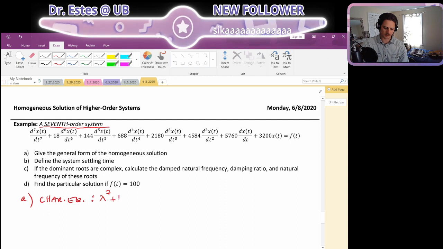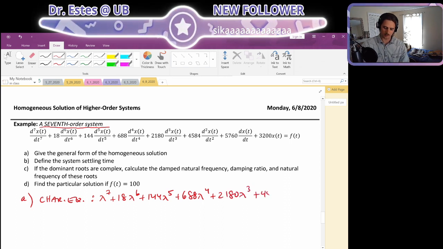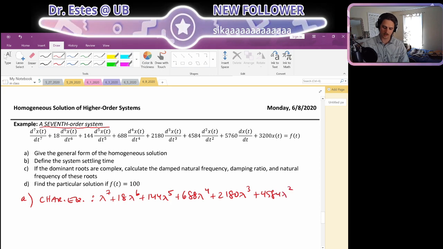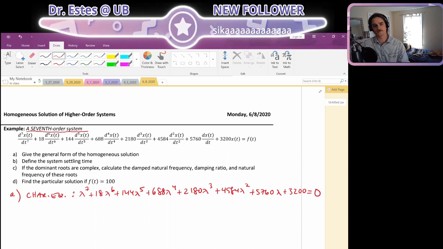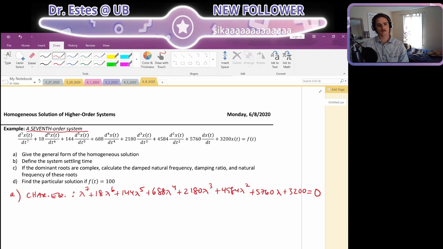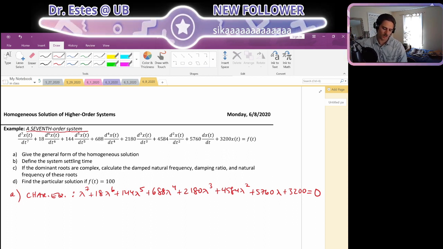Lambda to the 7th, plus 18 lambda to the 6th, plus 144 lambda to the 5th, plus 688 lambda to the 4th, plus 2180 lambda cubed, plus 4584 lambda squared, plus 5760 lambda, plus 3200 equals 0. So just by looking at the differential equation, we can quickly write the characteristic equation.